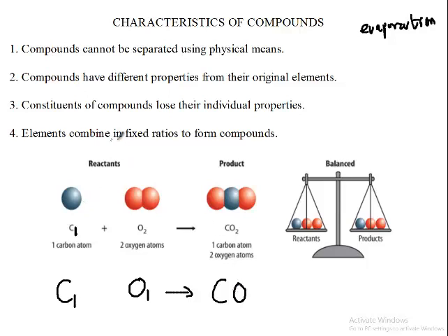So elements combine in fixed ratios to form compounds. When you take 1 oxygen and add to 1 carbon, you are not going to get carbon dioxide, but rather you are going to get carbon monoxide.